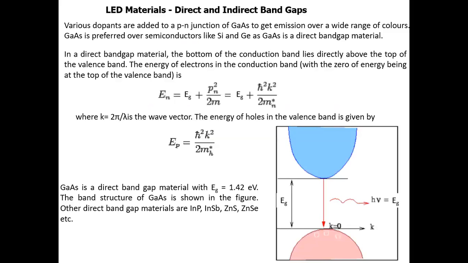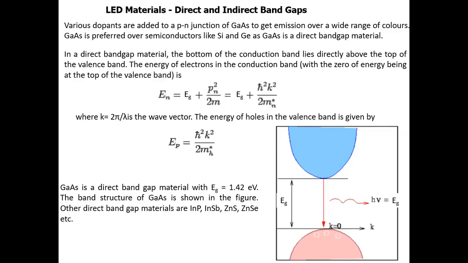Now, we also need to understand, and this was discussed before, the direct and indirect band gaps. Various dopants are added to a PN junction of gallium arsenide to get emission over a wide range of colors. Gallium arsenide is preferred over semiconductors like silicon and germanium, as it's a direct bandgap material. In a direct bandgap material, the bottom of the conduction band lies directly at the top of the valence band.